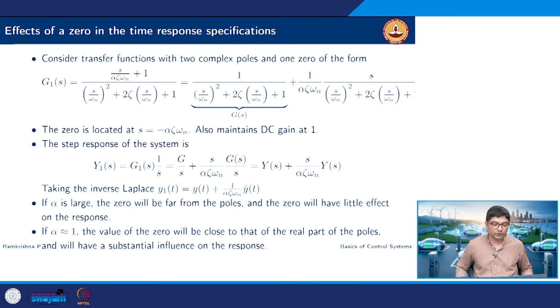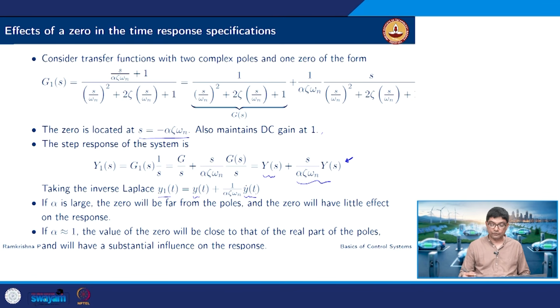Okay, so the first thing we will look at is what is the effect of adding a zero on the response of a second order system, right. So we just add a zero at minus alpha zeta omega n, nothing changes, it is just to maintain a DC gain of 1. So my output will have the original output plus the derivative of the original output, if I just look at it in the Laplacian domain. And if I do the inverse Laplace, the total output is the output and some term related to the derivative of the original output.